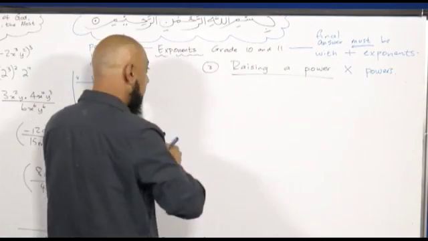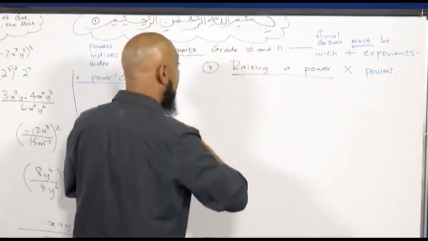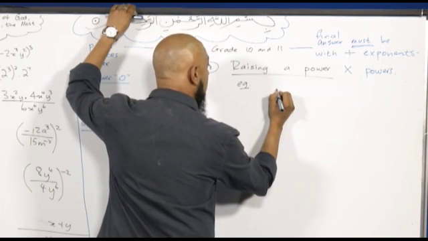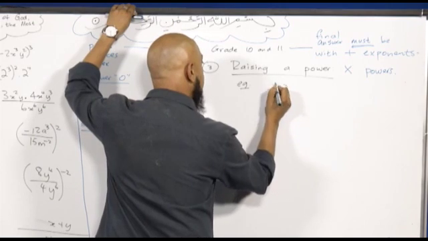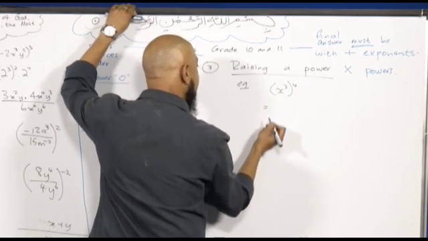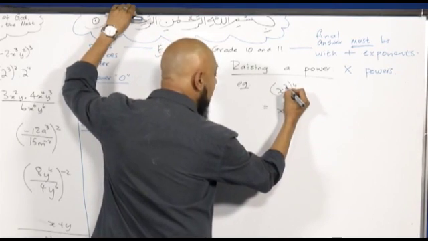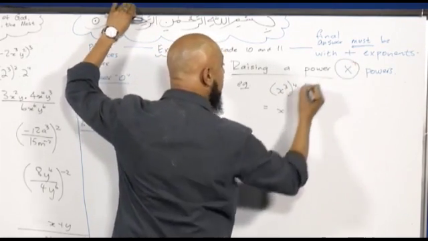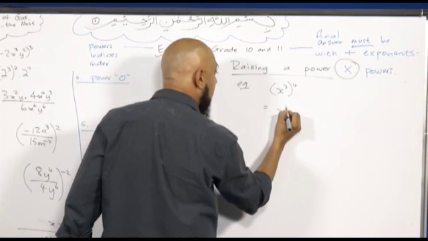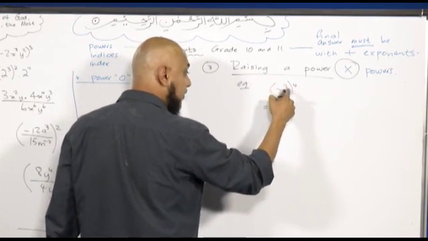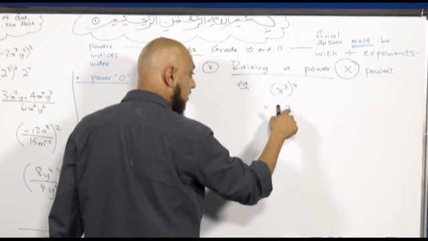Let me give you an example of this before we actually get started. If I told you x to the power 3 to the power 4, this is equal to x to the power... We're raising a power to another power, so we multiply the powers. 3 times 4 is 12. It's not 3 plus 4 to give me 7. It's 3 times 4 to give me 12.